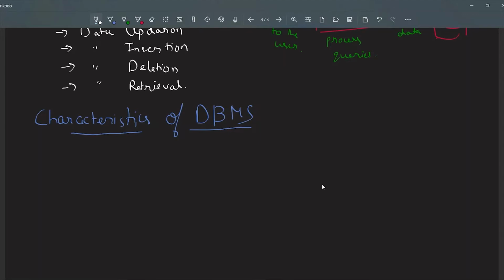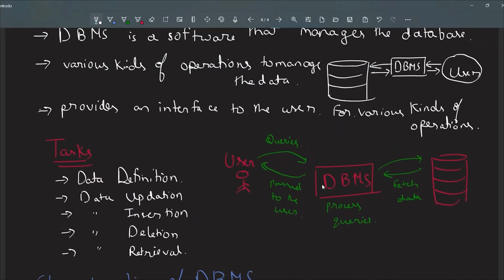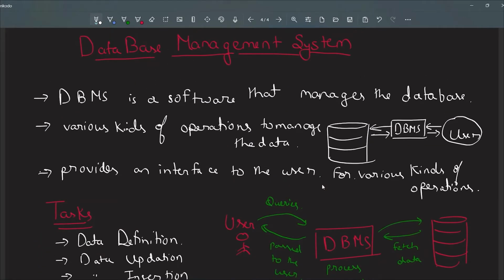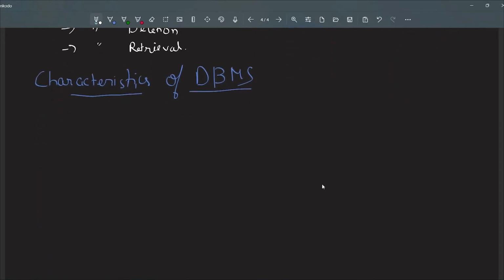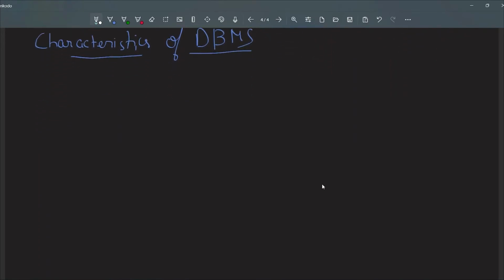Hello everyone. In the previous video, we have seen the introduction to DBMS and we have understood what a DBMS is: a software used to manage databases, which provides an interface to the user for various kinds of operations, and the different tasks that we can perform using the DBMS. Now in this video, we will see the characteristics of DBMS and, at last, a brief history of DBMS. There are so many features that DBMS provides, and let's see some of them.